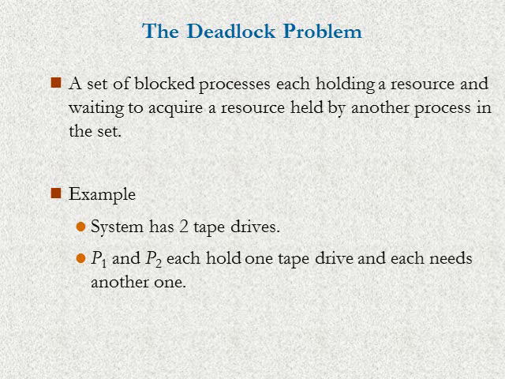So in a deadlock, we have multiple processes which are blocked because their required resources are already occupied by other processes, and in turn, those processes are also waiting for the resources that are acquired by other processes.